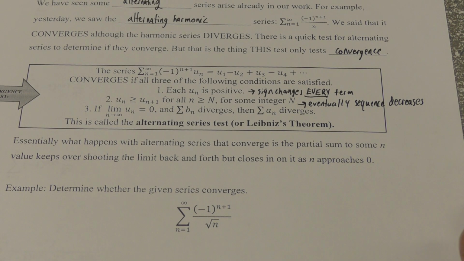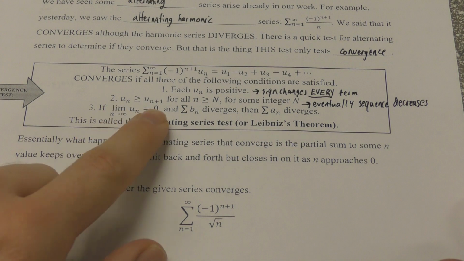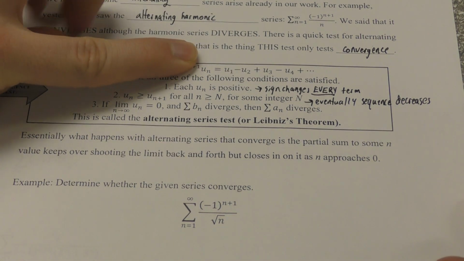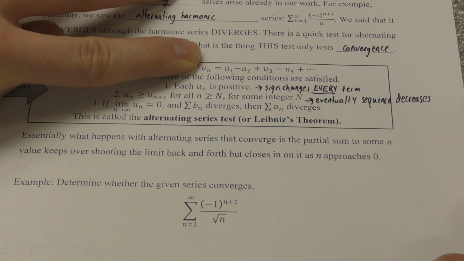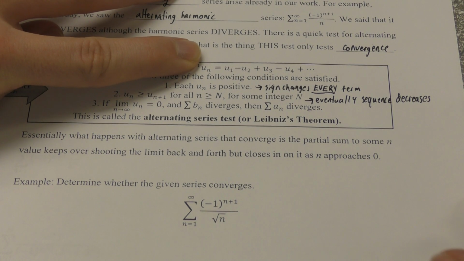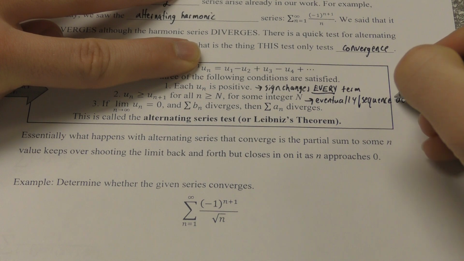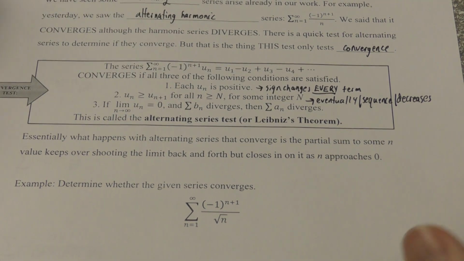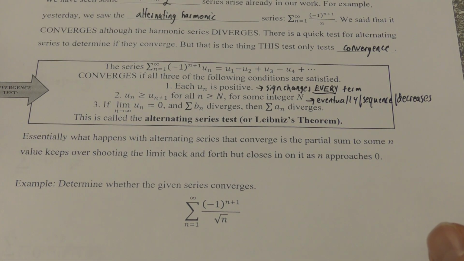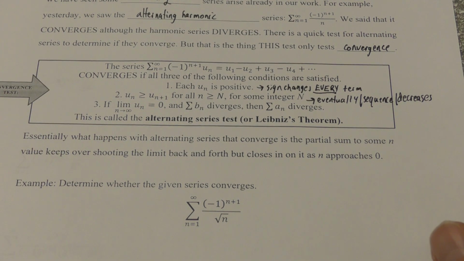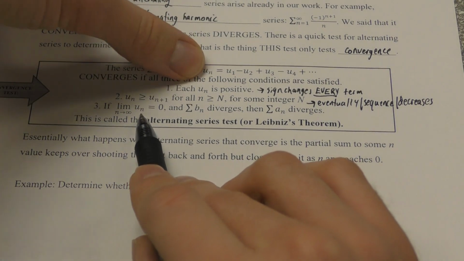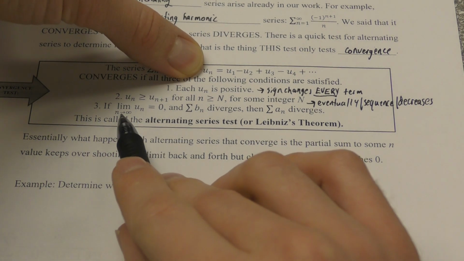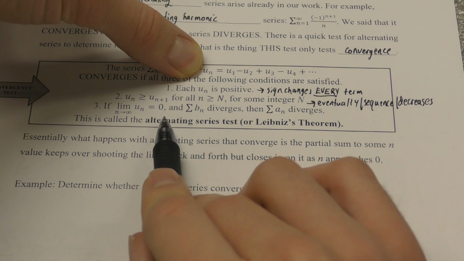Okay? The sequence of the u parts of it, it's basically ignoring the sign. Some people say the absolute value of the terms. So the u sub n part of this, eventually the sequence has to decrease, or I should say the absolute value of the sequence has to decrease. Okay? So without the signs, those numbers have to be getting smaller eventually. And finally, the limit as n approaches infinity of u sub n, again ignoring the signs, that limit has to be going to 0.